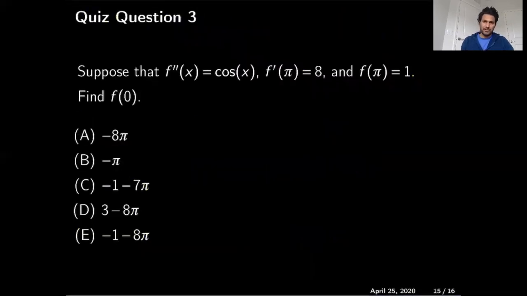Here I have another practice problem where basically you have to calculate the antiderivative of this function and then calculate the constant, and then you have to calculate the antiderivative again. So you recover the function f, and then you will find that function evaluated at 0. It's a very interesting and challenging problem for you to practice.